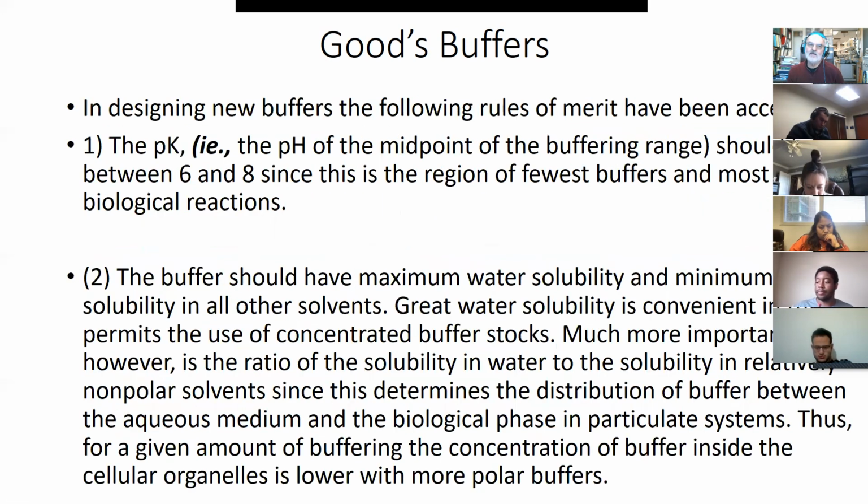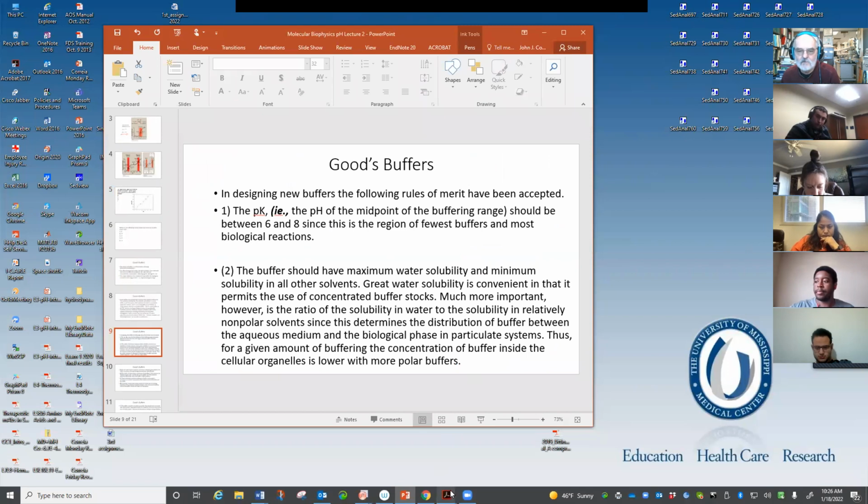Okay, and so what these guys set out to do was design a new series of buffers. And so let me actually switch out of this and say discard that for the moment. And let me come over here.